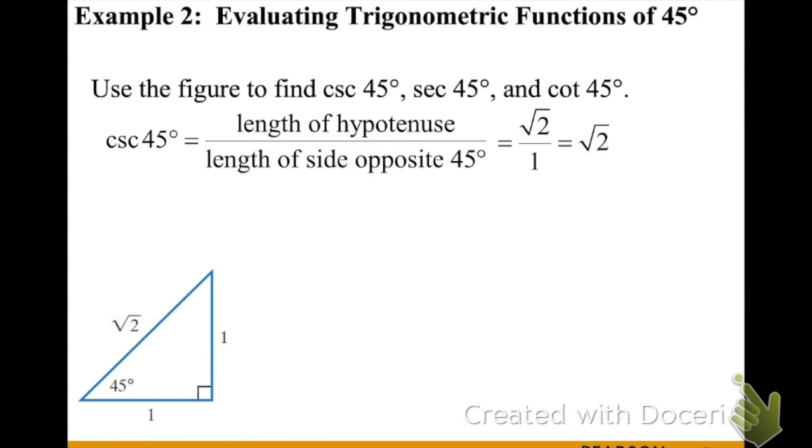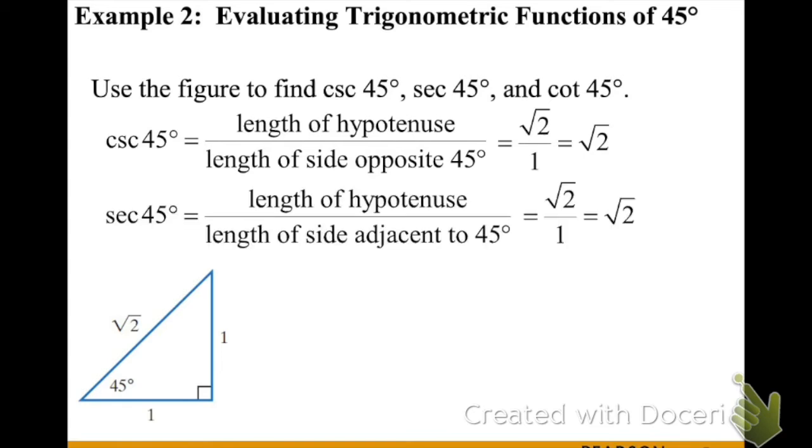In example 2, we're going to evaluate trig functions of 45 degrees. First of all, we're going to look at cosecant of 45 degrees. Cosecant is hypotenuse divided by opposite. So I look at my triangle down here on the left. My hypotenuse is square root 2, and the opposite side is 1, so I have square root 2 over 1, which is just square root 2. Next, we have secant of 45, which is hypotenuse divided by adjacent. So again, we have square root 2 divided by 1, we get square root 2.